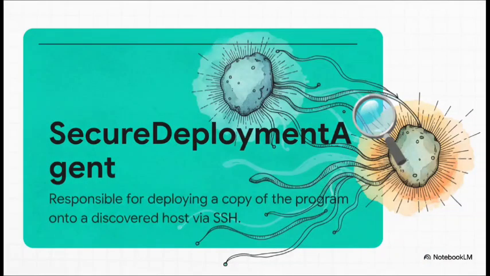So once it finds a potential host, it needs a way to get there. And that's the job of the Secure Deployment Agent. If the Discovery Engine is the eyes, then this thing is the limbs. It handles the whole process of copying the entire program over to a new machine, setting up a secure connection, and then executing it. It's effectively birthing a brand new instance of itself.